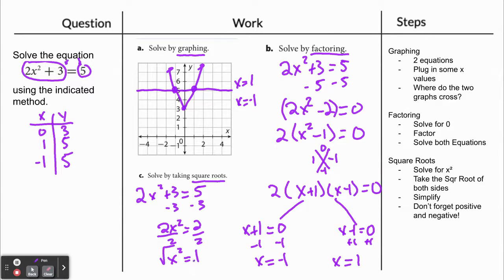Got to take the square root of both of these. The square root of 1 is just 1, but remember it could be +1 or -1. So we get x is equal to plus or minus 1. So there we go. We got positive and -1 in all three of our methods.